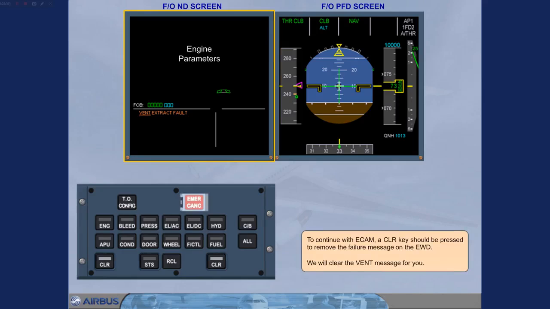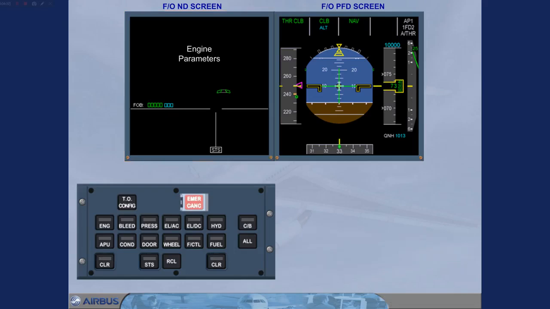To continue with Ecam, a clear key should be pressed to remove the failure message on the engine warning display. We will clear the ventilation message for you. Normally, the status page would be displayed, but with only a single Ecam screen available, the status page must be manually selected. Notice that there is a boxed status symbol on the engine warning display.